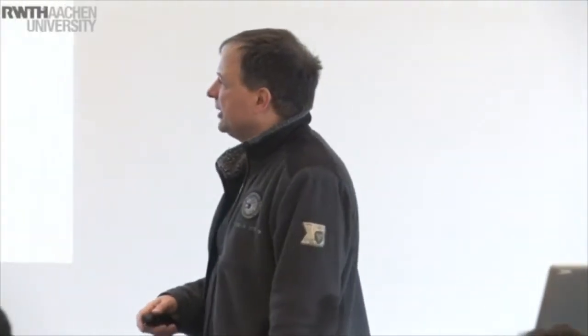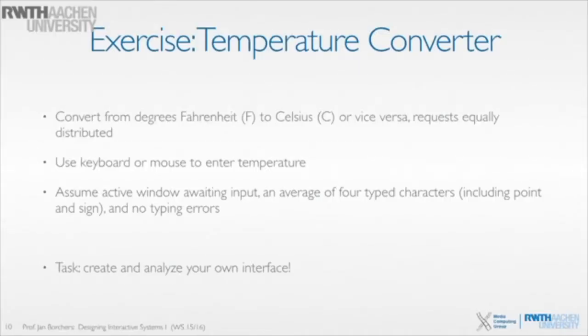First, we assume that requests are equally distributed between one direction and the other: 50% Fahrenheit to Celsius, 50% the other way. Bob can use his keyboard or mouse at will, in a mix, to enter the temperature and do the conversion. We're totally flexible as to the input device. We also assume that this window of the temperature converter is already in front of the user. Bob's already sitting there, this is the active window, and he doesn't have to activate it or start the application.